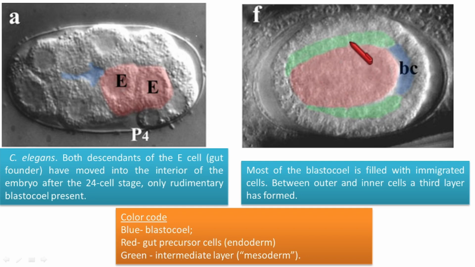And once more, I am telling you that the ectoderm is formed from AB cell descendants, and the mesoderm is formed from the MS cell and C and D cell descendants. And finally, the endoderm is formed from the E cell descendants. Okay, with this, I hope that everybody has understood the gastrulation in C. elegans. Thank you.